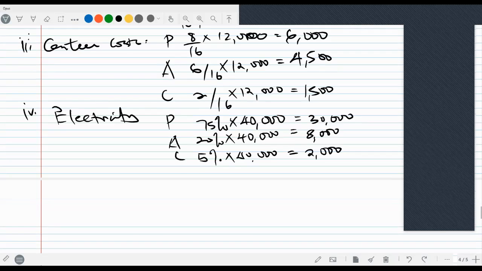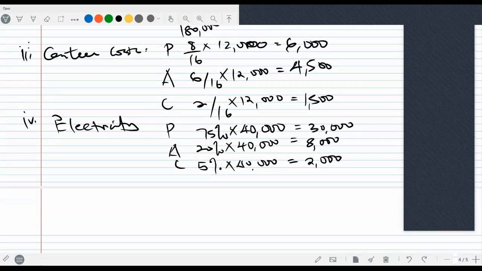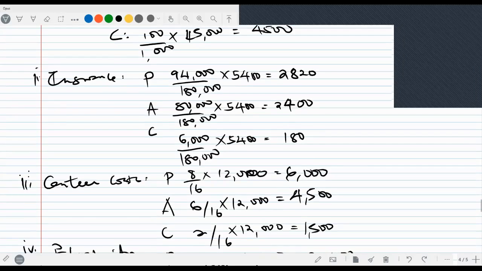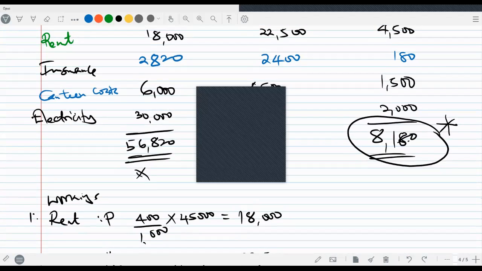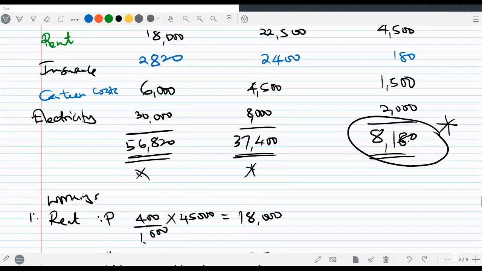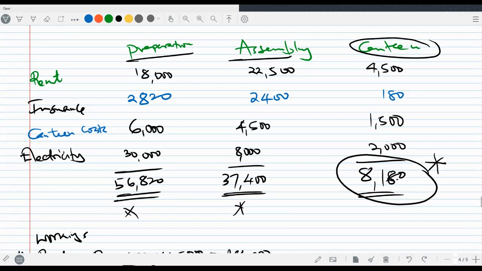Yeah, I had a question. I've not understood the part from rent, where I've calculated rent for preparation. You're dropping out so much. What's happening? I just missed that part.